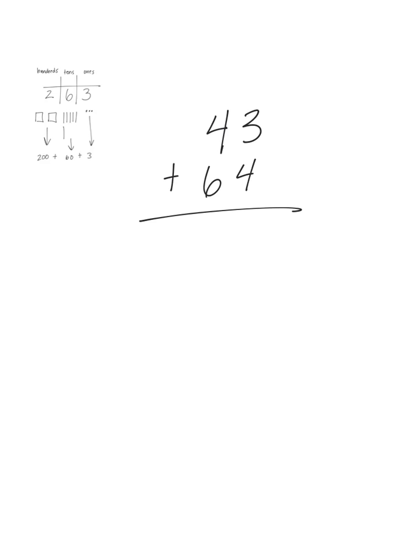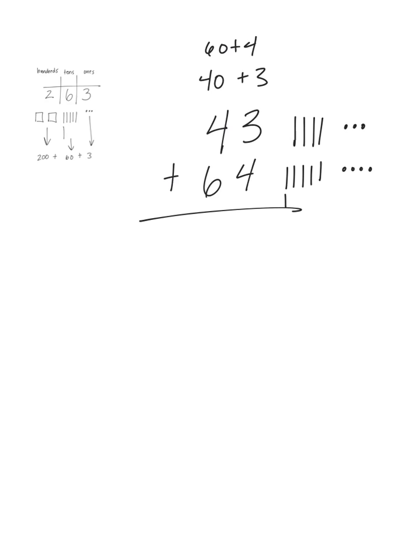So to do that, in its simplest form, I can draw a picture of it. Well, I can draw my 4 ten sticks, which is 40 in expanded form. And I can draw my 3 ones, which is 3 in expanded form. I can draw 6 tens, which is 60 in expanded form, and 4 ones. And then I can add these together.